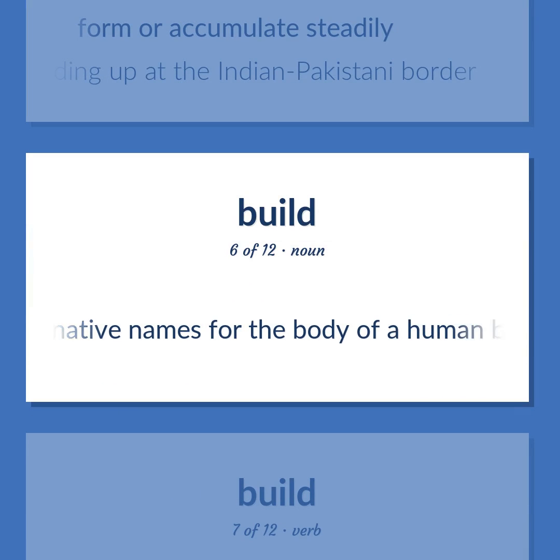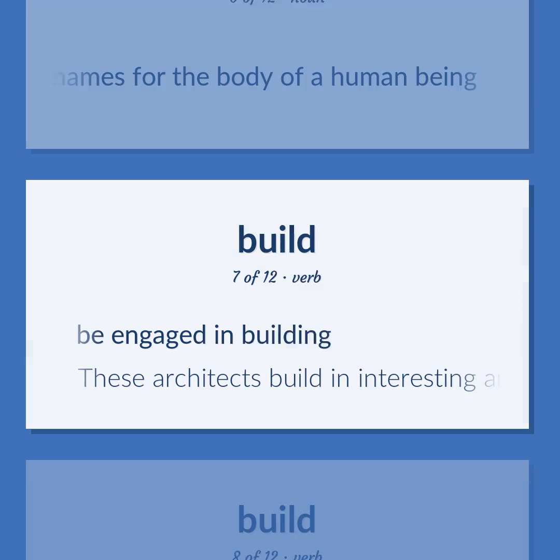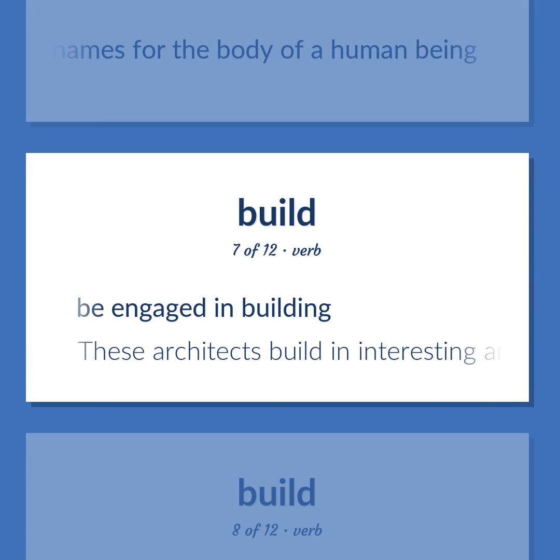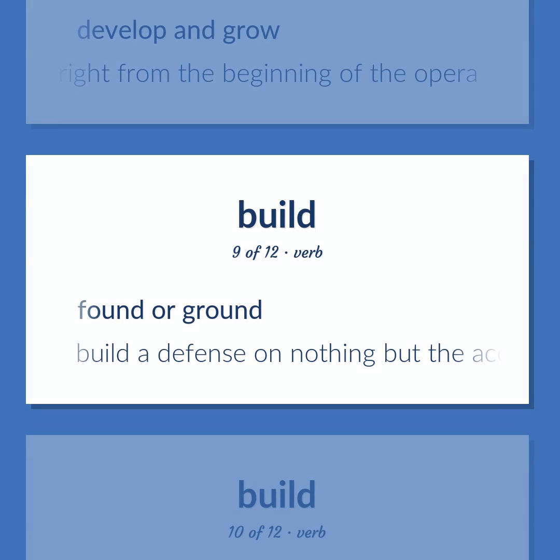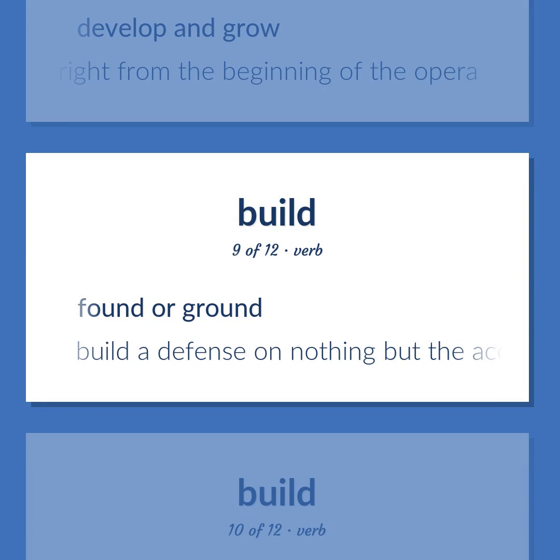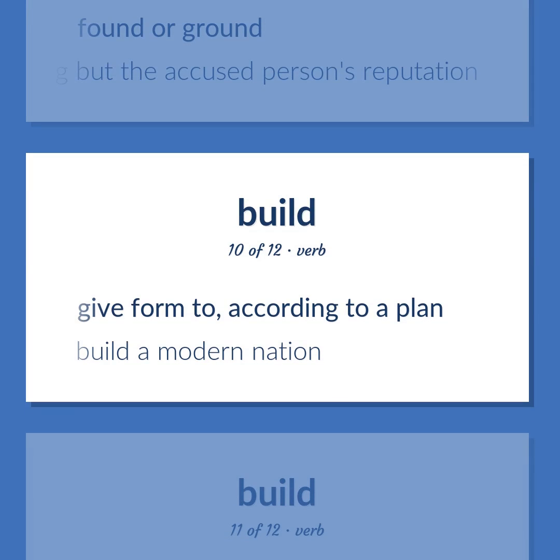Alternative names for the body of a human being. Be engaged in building. These architects build in interesting and new styles. Develop and grow. Suspense was building right from the beginning of the opera. Found or ground. Build a defense on nothing but the accused person's reputation. Give form to, according to a plan. Build a modern nation.